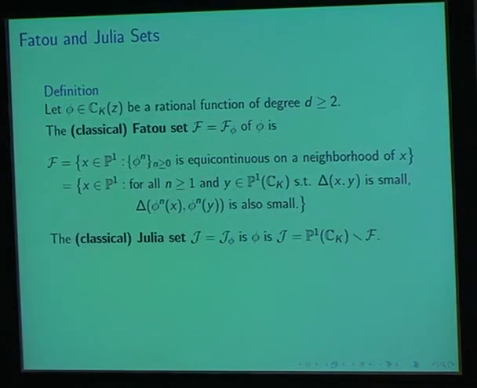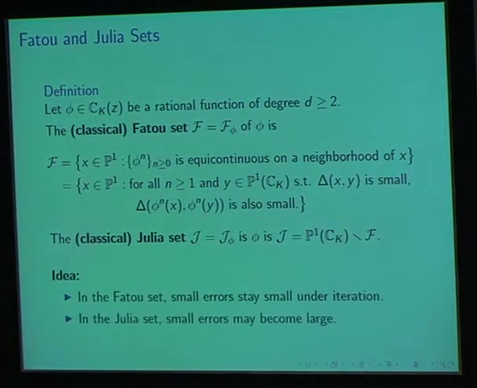And the Julia set is defined to be its complement. Now, by the way, you'll notice the word "classical" here. That's because in a future lecture, I'm going to give a different definition of a different set, so I want to distinguish them. And again, the idea is that in the Fatou set, if you mismeasured your initial point, you have a small error, it's not going to matter as you iterate; that small error stays small. But if your point was in the Julia set, an initial mismeasurement could become an enormous mismeasurement later.